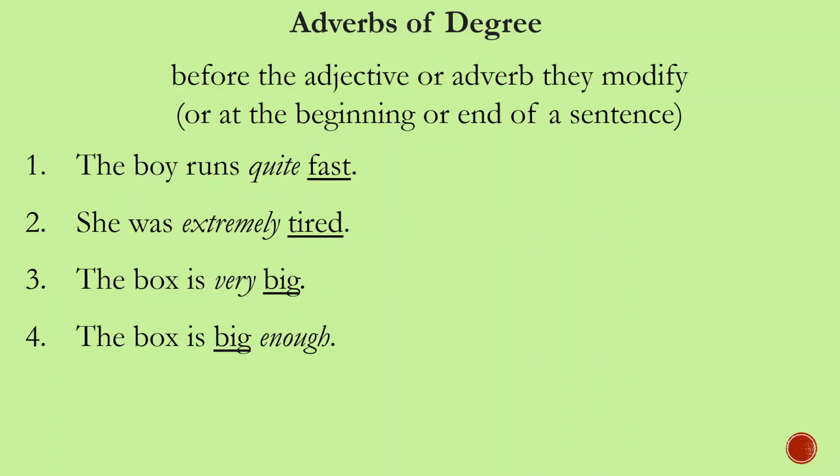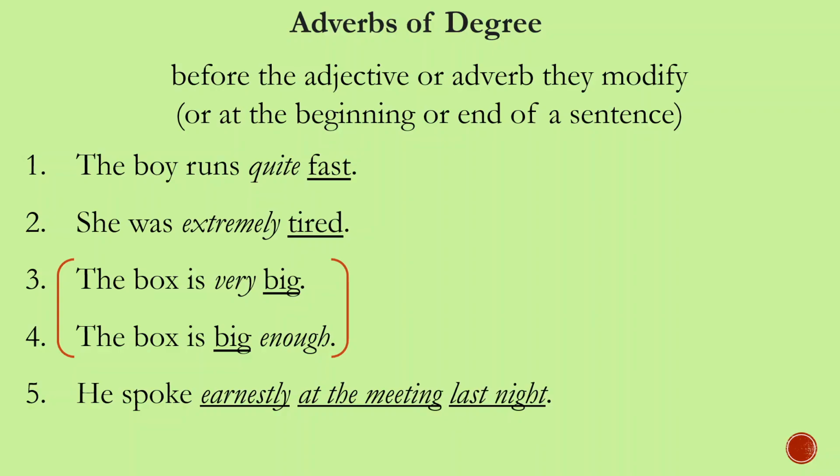But you see here, enough is the adverb that comes after the adjective big and not before it. So we see here in adverbs of degree also, the location is a bit flexible. Now look at number 5.